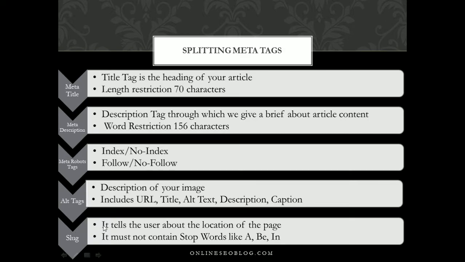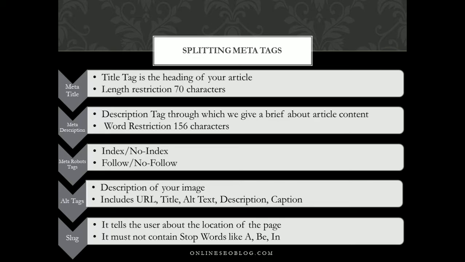Then the slug. Slug basically tells the user about the location of the page. For example, online SEO blog / classified ads. Classified ads will basically be the slug. Slug is the location where that content is placed. And it must not contain stop words. Stop words like a, be, in. These are the stop words that Google said you should not consider in your URL.